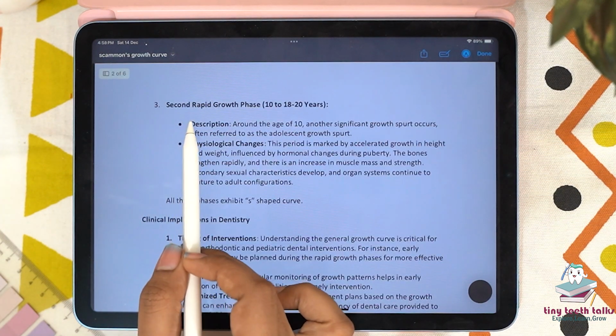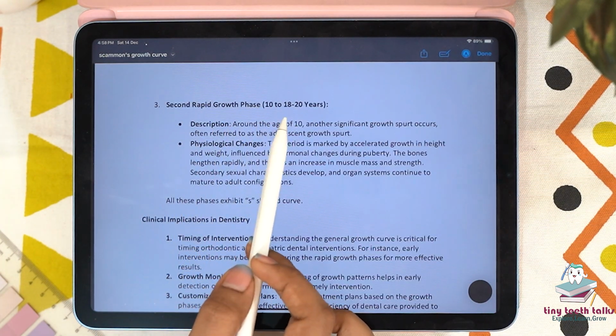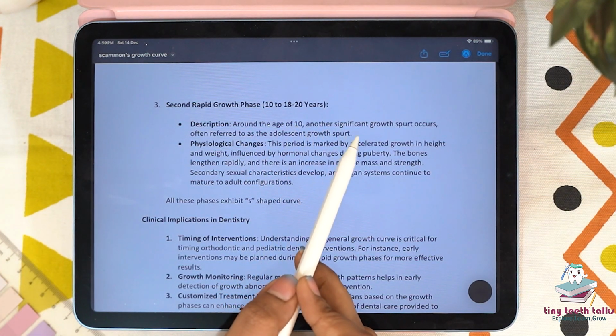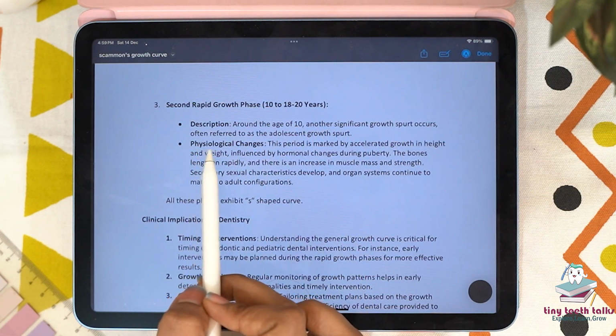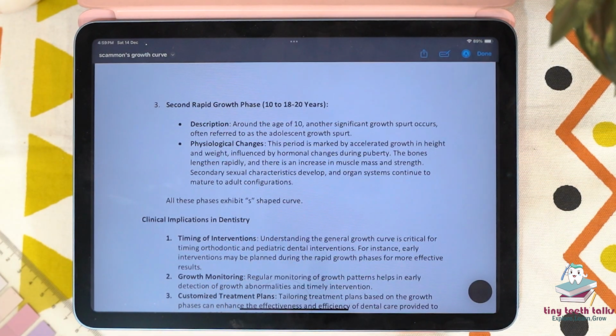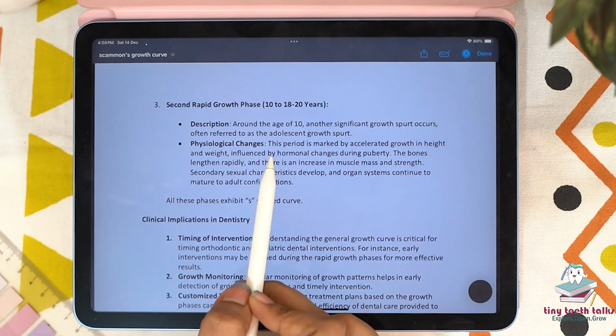Then the third is the second rapid growth phase, which is 10 to about 18 to 20 years. Around the age of 10, another significant growth spurt occurs, often referred to as the adolescent growth spurt. When there is a rapid increase in growth, the phase is known as a growth spurt. We will discuss it later. So what physiological changes are there?